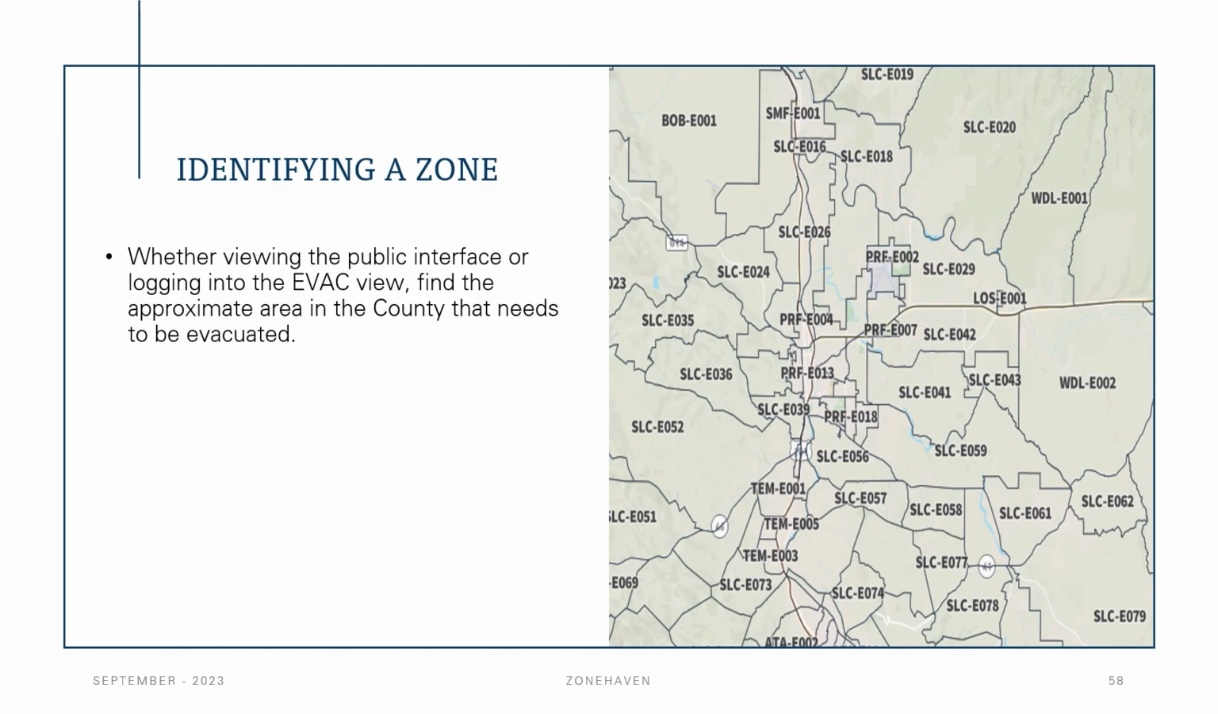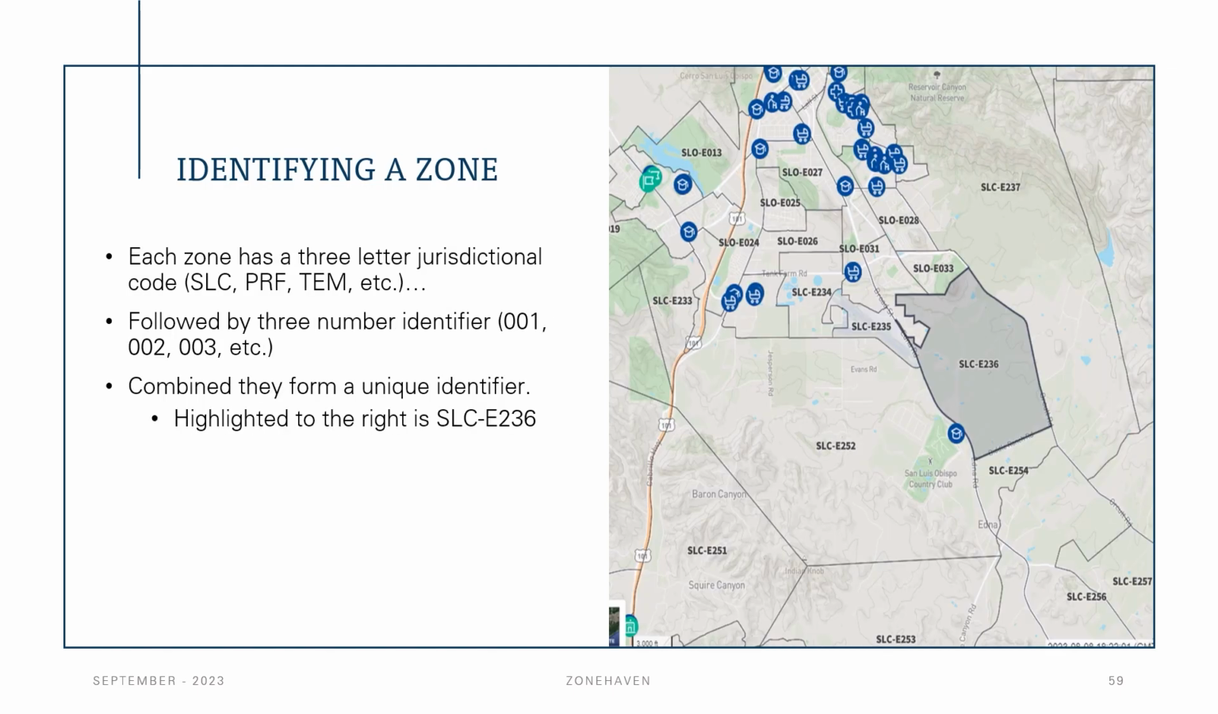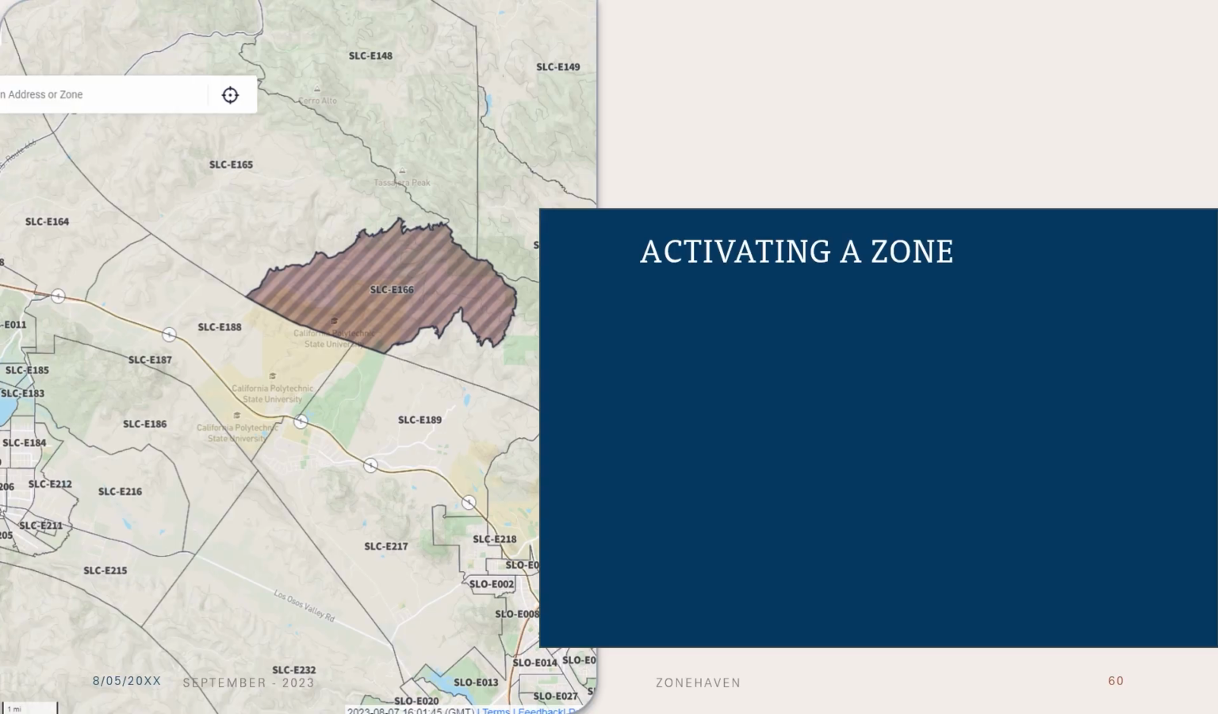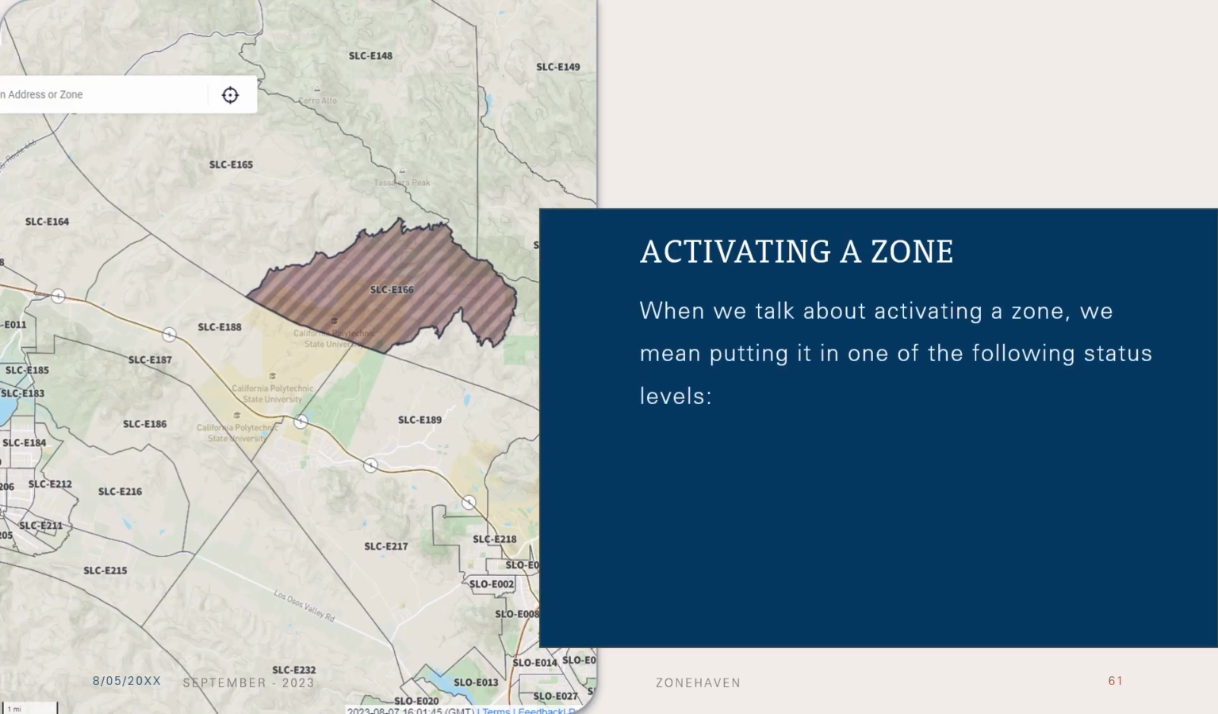Whether viewing the public interface or logging into the Evac view, find the approximate area in the county that needs to be evacuated. Each zone has a 3-letter jurisdictional code. For example, for San Luis County it would be SLC, followed by a 3-number identifier. Combined, they form a unique identifier. Highlighted to the right is SLC-E236.